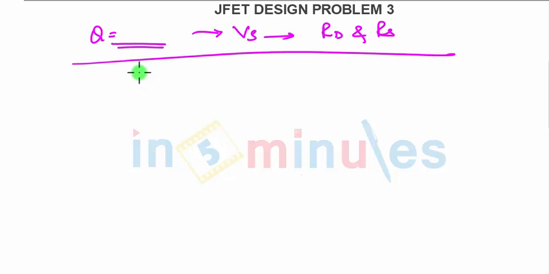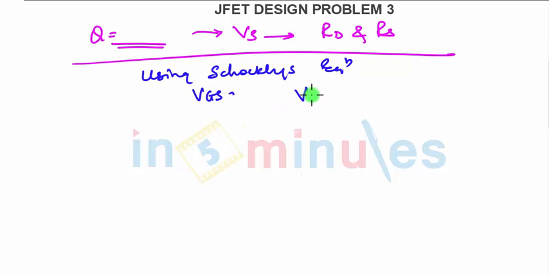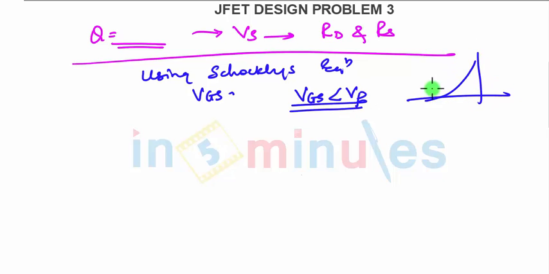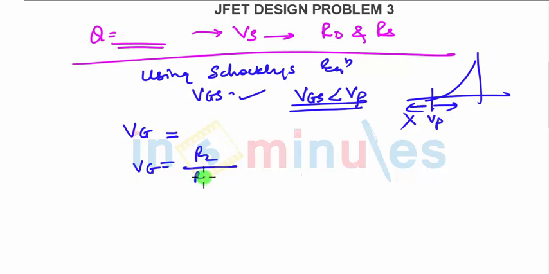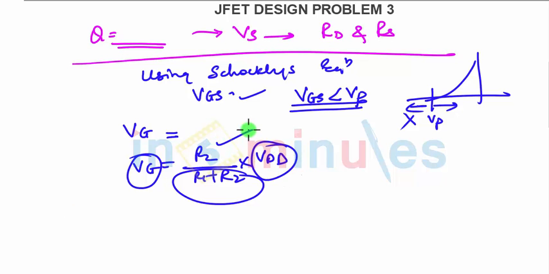In the second part, using Shockley's equation, we found VGS. The condition for the correct value of VGS is that VGS should be less than VP in magnitude. If it is beyond VP, you know the transfer characteristics, it should not be so, right? Then this was the right value, and from that we got the value of VG, and you know VG is R2 upon R1 plus R2 into VDD. This value was given, this value we found out, and this was given, so we got the value of R2.